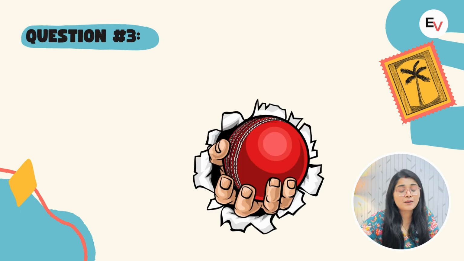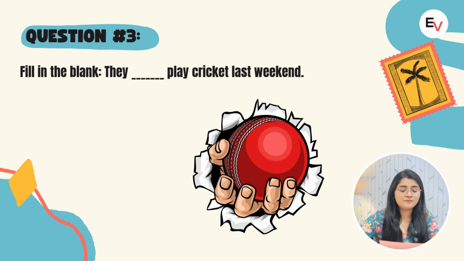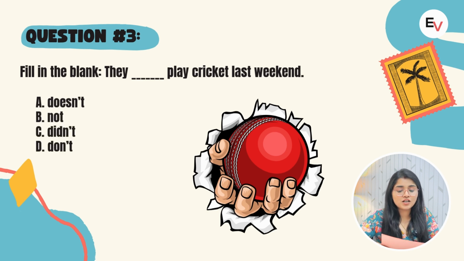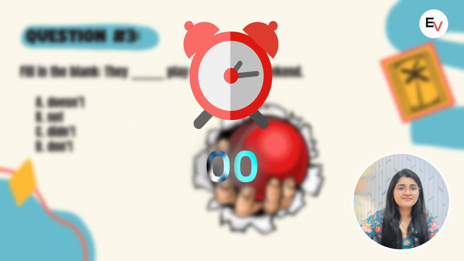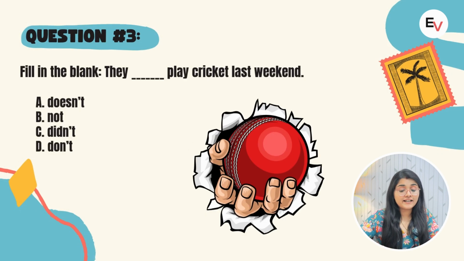Moving on to question number 3. They dash play cricket last weekend. And your options are doesn't, not, didn't, don't. And your time starts now. Well, the correct answer is didn't. They didn't play cricket last weekend.